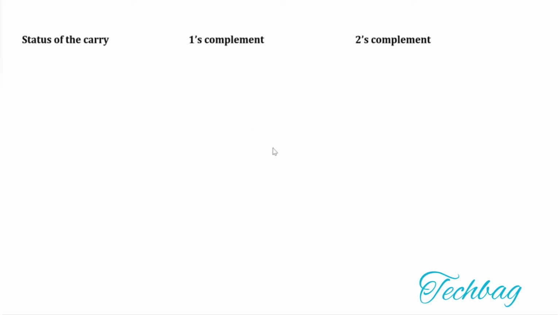This is the summary of subtraction using 1's complement and 2's complement. The procedure is the same for both 1's complement and 2's complement. That is, you have to take a complement of the subtrahend, then add it with the minuend. Depending upon the carry, your result may be positive or negative. If there is a carry, then definitely your answer is positive.